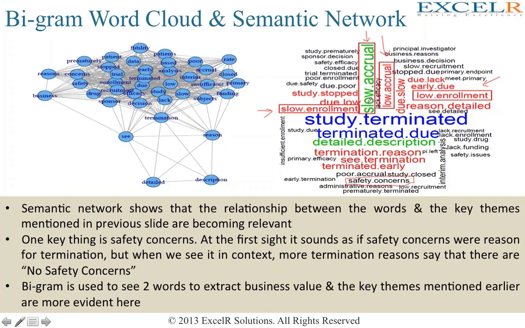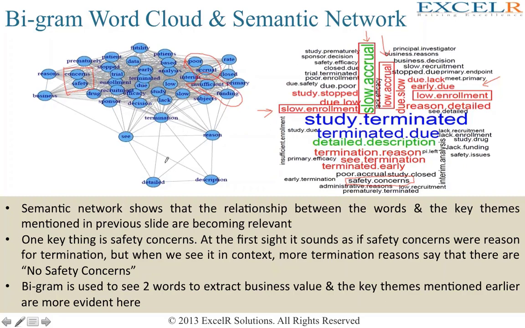And I've coupled this with a semantic network. If two words are close to each other, those could be the reasons for your clinical trial being terminated. If you look at this, safety concerns, right? And you have a lot of things here, such as enrollment, recruitment, trial stopped. Those could be the business reasons. Insufficient funding could be another reason, maybe. Poor accrual could be another reason, right?